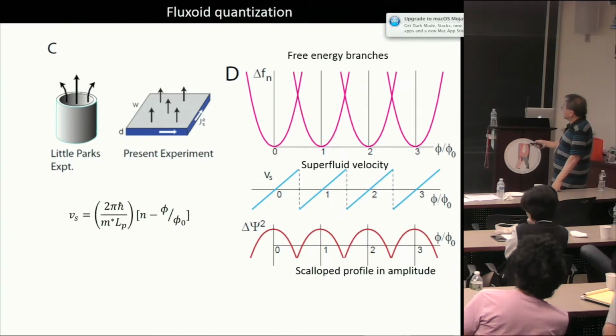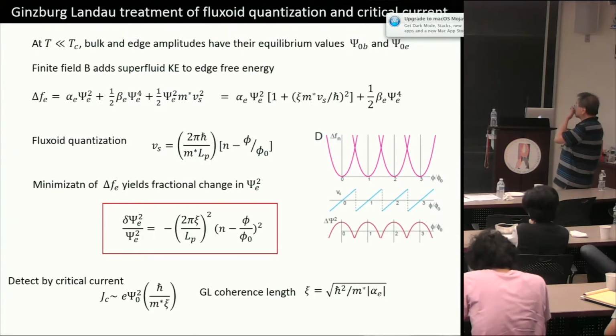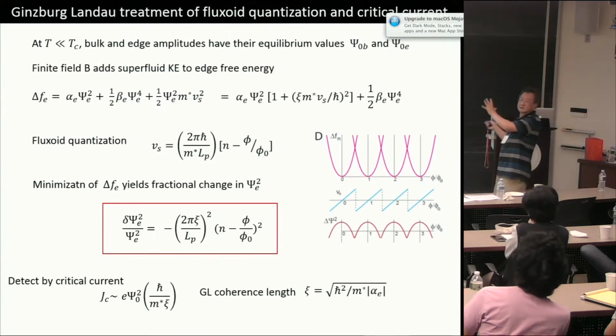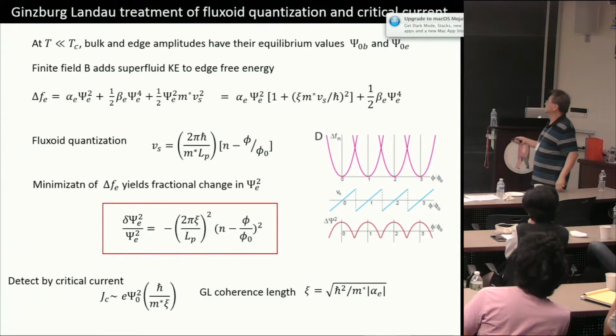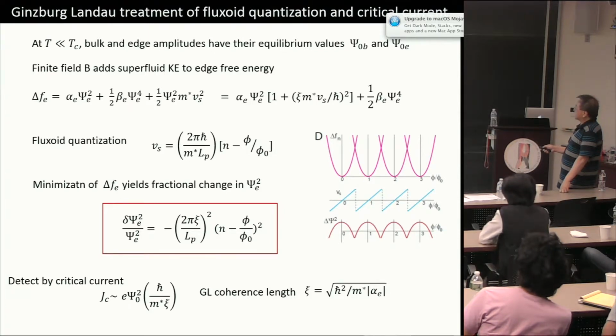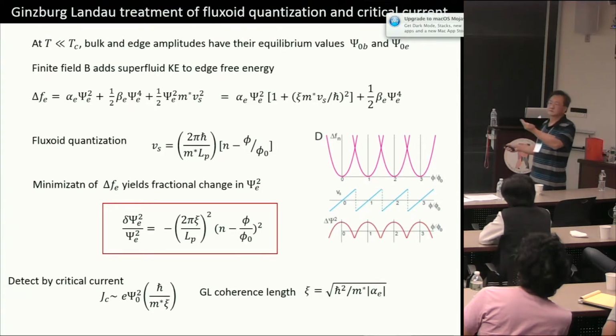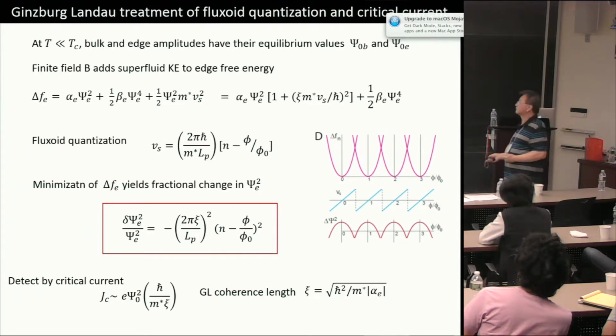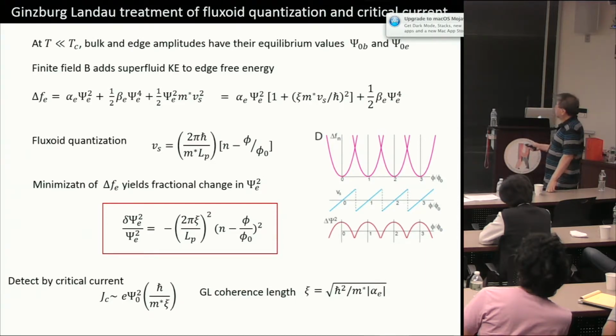The fluxoid quantization is given by this velocity, which has this sawtooth profile. All right, so sorry for all these equations, but this is really very simple stuff. This is basically Ginzburg-Landau theory. So as I mentioned, we are going to very low temperatures, and the bulk and edge amplitudes have achieved the equilibrium maximum value, right? Which I denote by this 0 subscript.